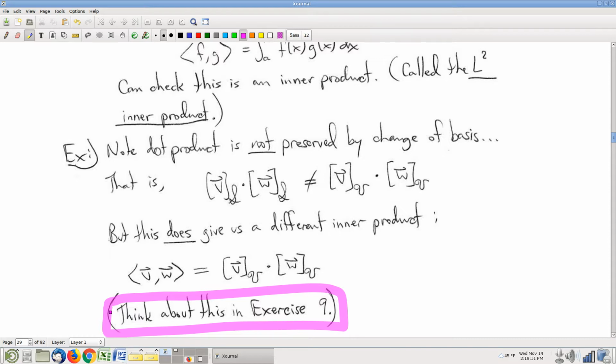But what I'd like y'all to do, when you're working out exercise 9, is think about how that connects to this example. It turns out that this inner product written here is equivalent to the inner product from exercise 9. It's the exact same thing, just written in a different way. So make that connection when you're doing exercise 9.